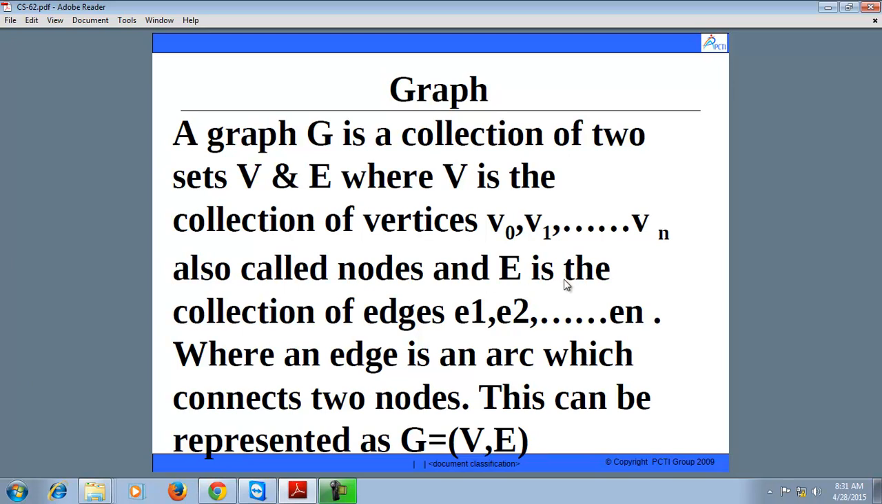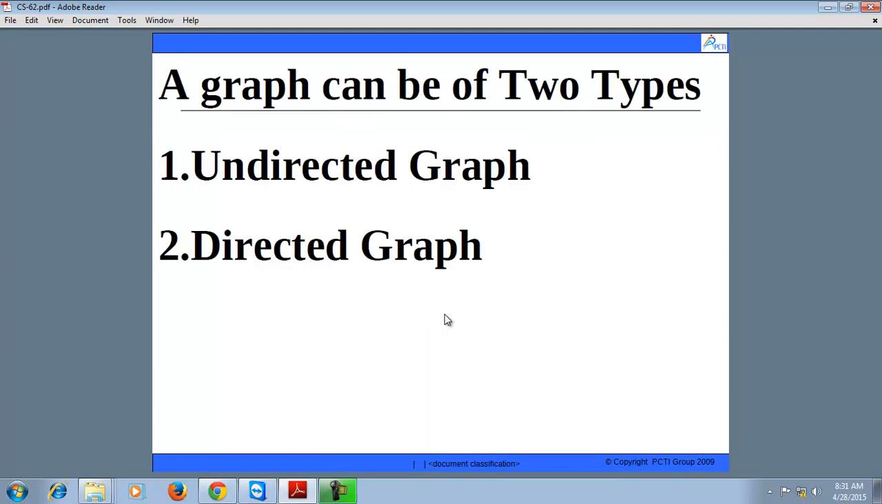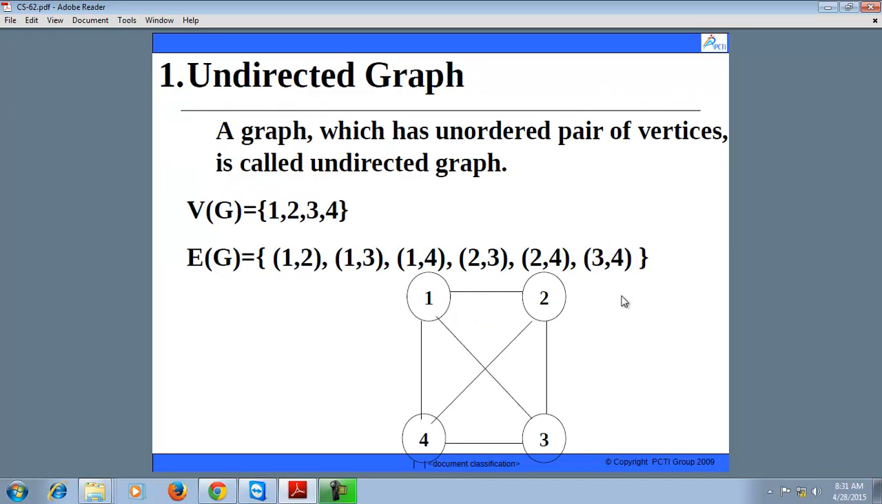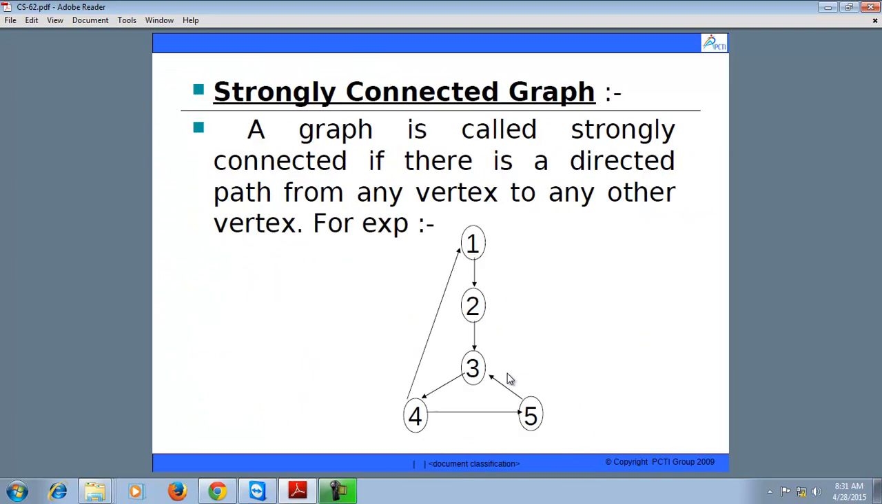A graph is a collection of vertices and edges, and you can see here an example of a graph. A graph can be an undirected graph or a directed graph. An undirected graph is one in which no direction is given from one vertex to another, and a directed graph is one in which directions are given from one vertex of the graph to another. Like you can see here, an undirected graph and a directed graph.